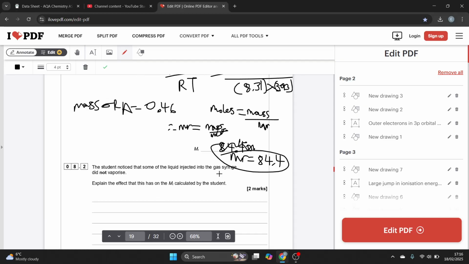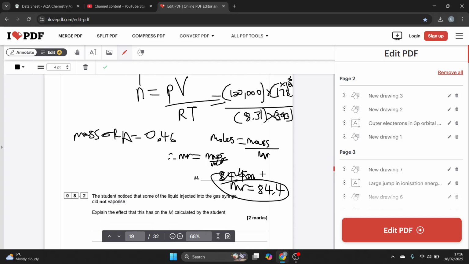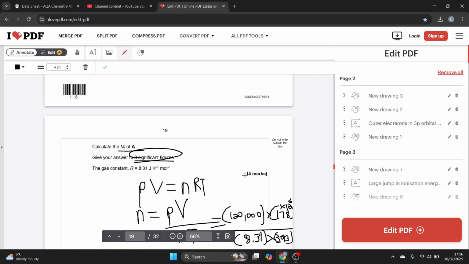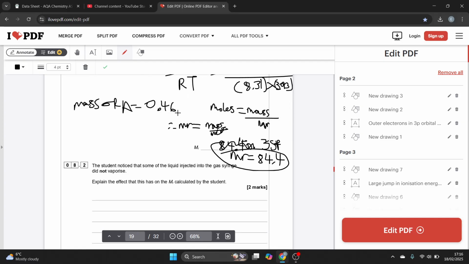So n equals PV divided by RT, find the number of moles. Then MR is mass over moles, and you get that. And remember to three significant figures. For 4 marks, not bad. You just need to know your correct units and rearrange it pretty well. All you're doing is PV divided by RT, and then obviously mass over moles for MR.